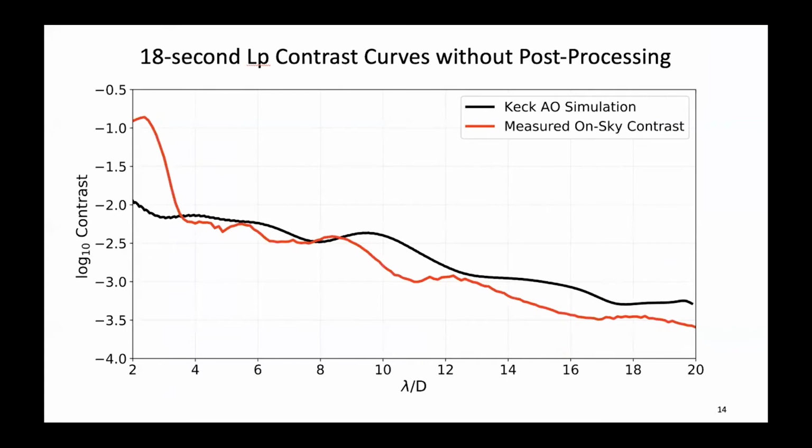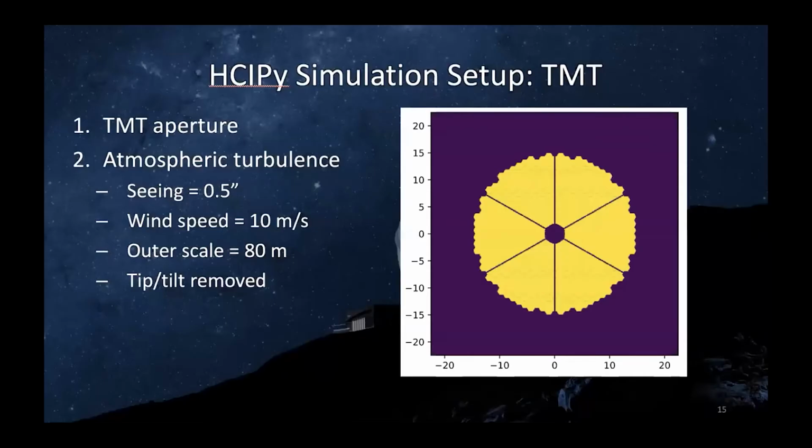This is for just an 18-second, so very short exposure, L-band raw contrast curve. The black is our simulation and the red is our on-sky contrast. We're not including tip tilt control in our simulation, and so that's why you see that our simulated contrast is so much better, very close to the star. The match isn't perfect, but it gives us some confidence going forward to our TMT simulation. I'll discuss the limitations of this at the end of the talk.